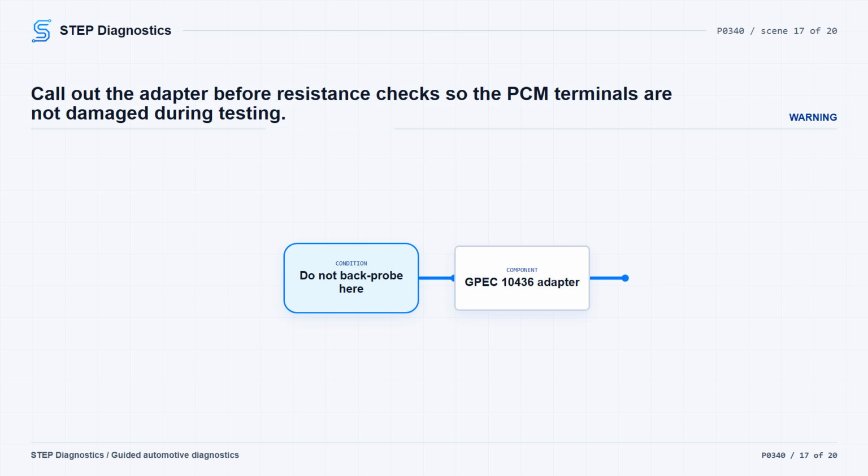Measure F856 resistance between the CMP sensor connector and the adapter. It should be below 3.0 ohms. If it is not, repair F856 for an open circuit or high resistance. Then measure K900 sensor ground resistance between the CMP sensor connector and the adapter. It should also be below 3.0 ohms. If it is not, repair K900 for an open circuit or high resistance. If both circuits pass, continue to the final connector integrity check.